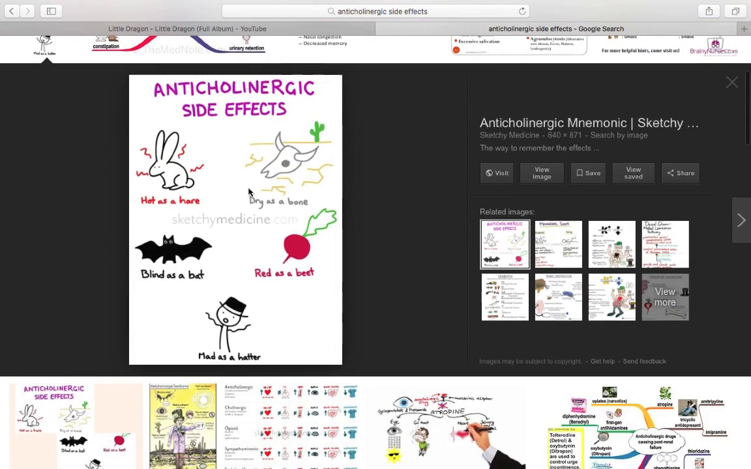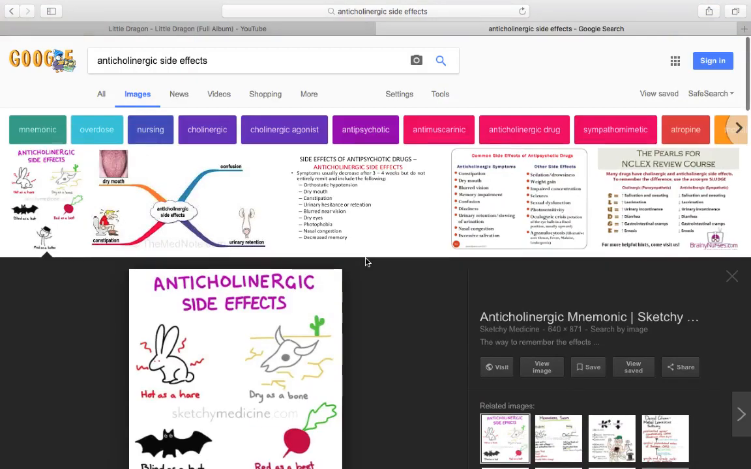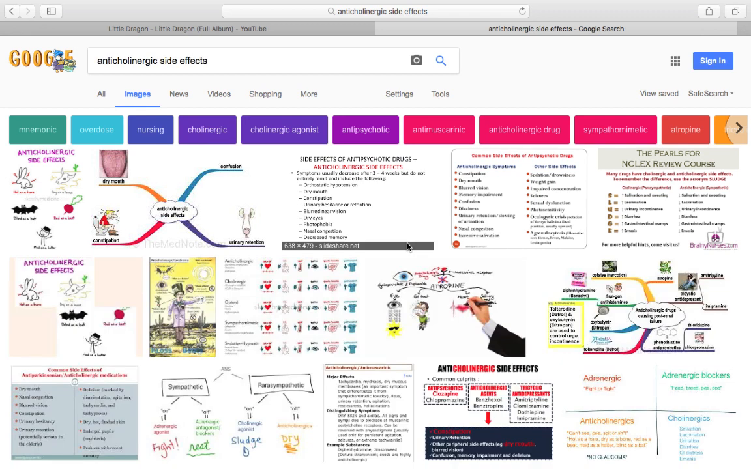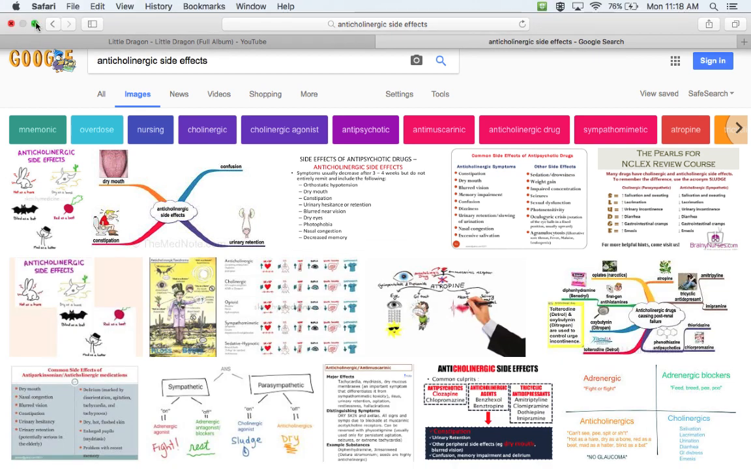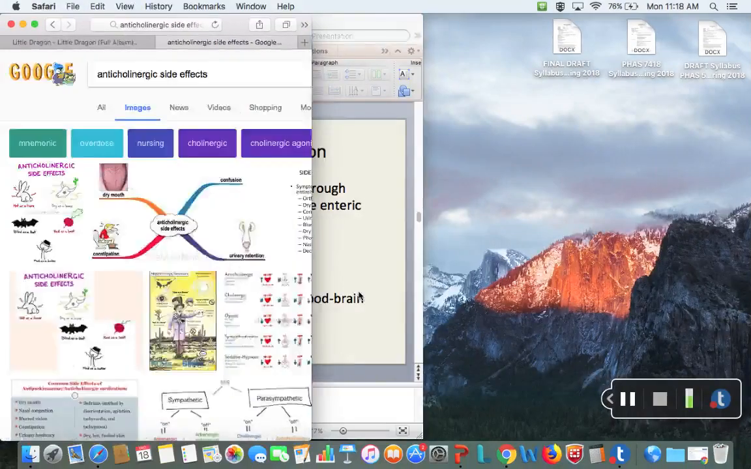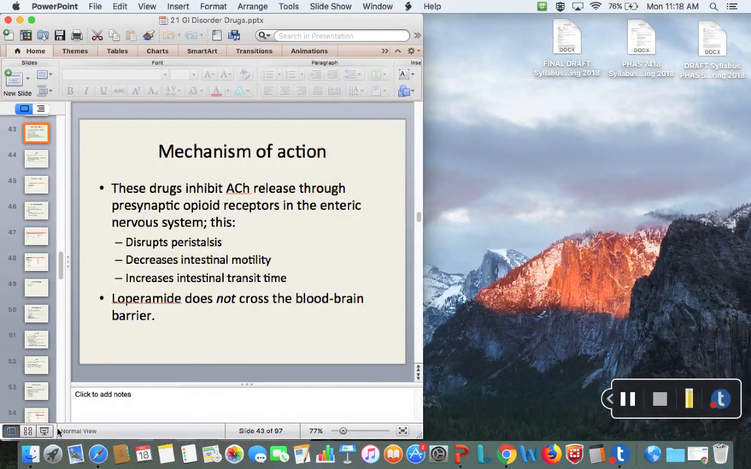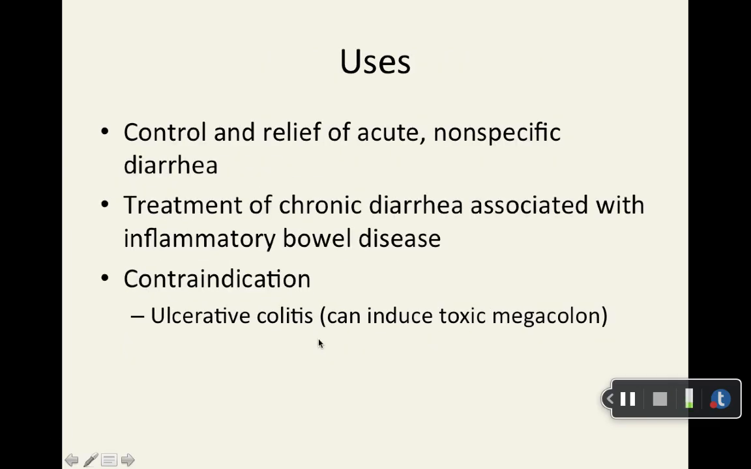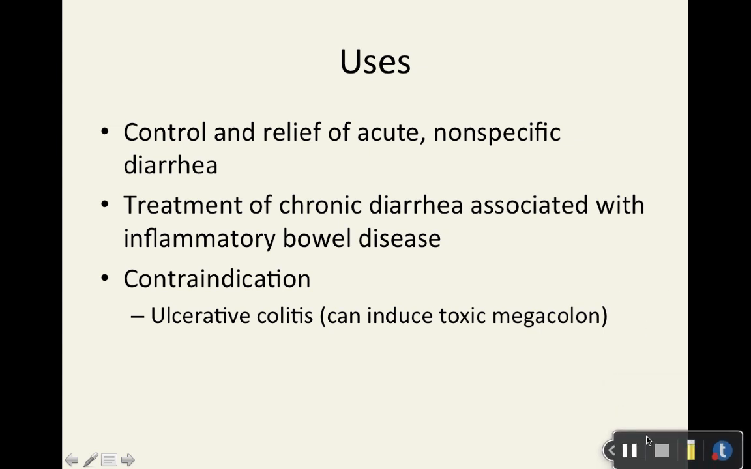My little favorite thing, that I don't really like, but some people like these: the anticholinergic adverse effects. Hot as a hare, dry as a bone, blind as a bat. So the take-home point is, please remember the adverse anticholinergic side effects, a bad deal, and you get those with the atropine. So that's why it's added to it. Let's get back into the presentation. Hopefully that was clear.